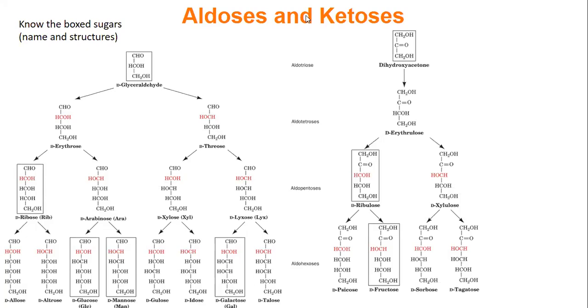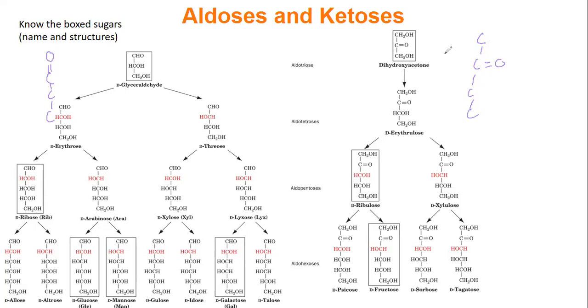In our sugars, we have two major types that we're going to fall into, aldoses and ketoses. The difference is that for an aldose, the carbonyl carbon is at the number 1 carbon, and for a ketose, it is at the number 2 carbon.